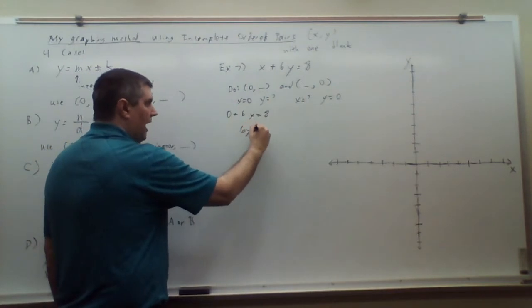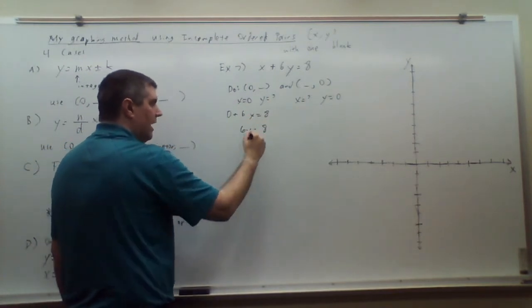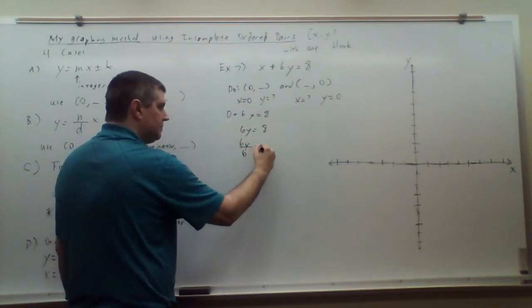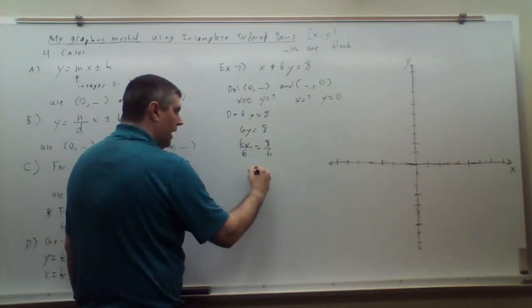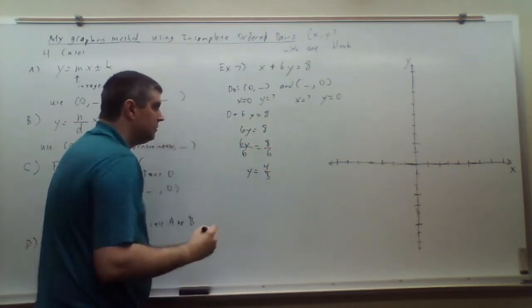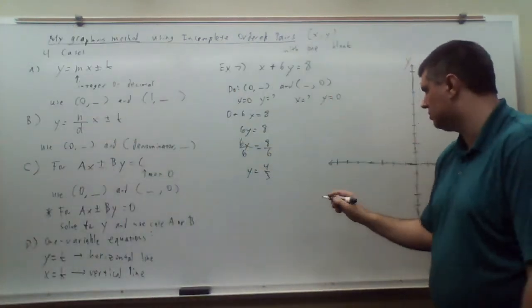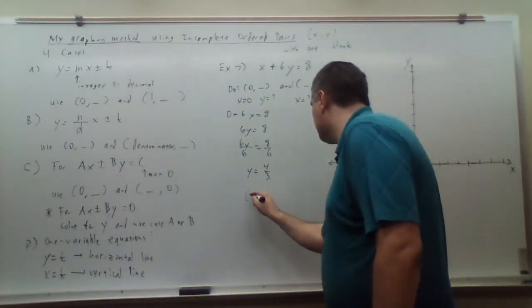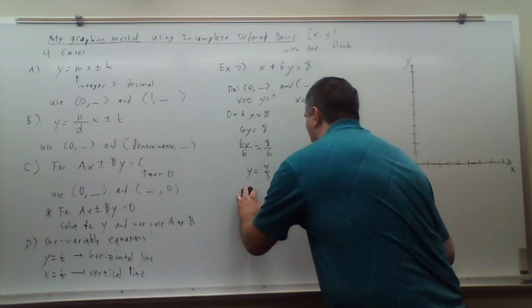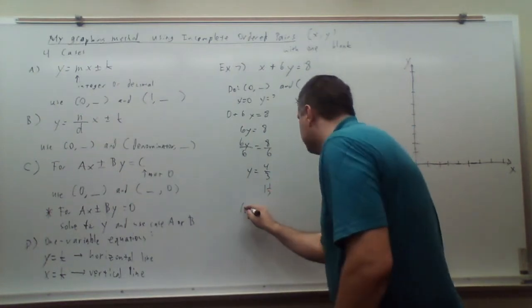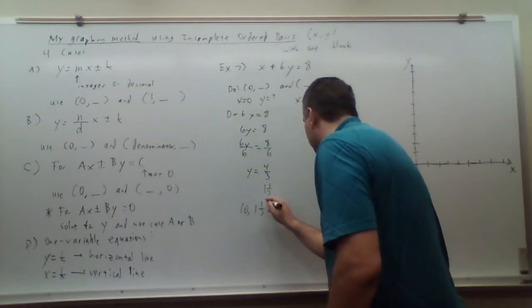So 6y, 0 plus 6y is 6y, and then divide off the 6, and y equals 4/3. That is equivalent to 1 1/3. So we will have 0, 1 1/3.